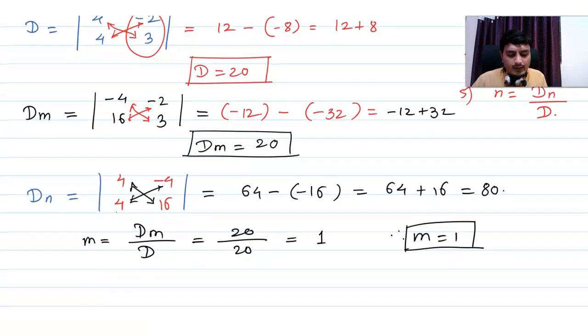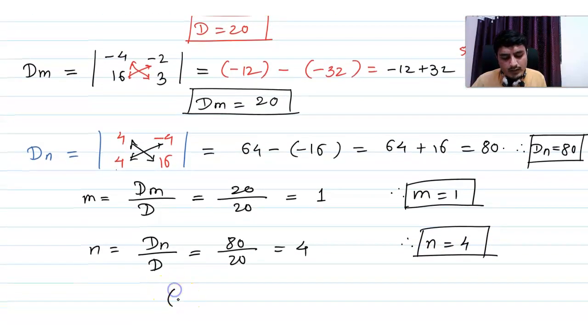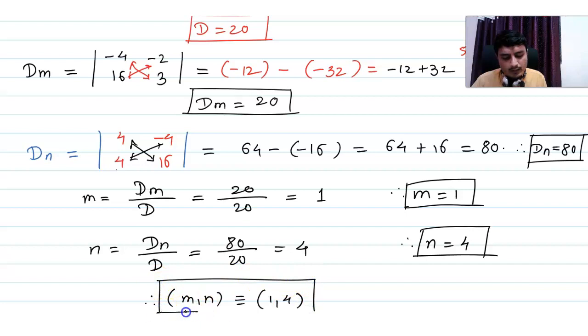Now to evaluate the value of variable n, what shall we have to do? As per Cramer's rule, we have Dn divided by D. Dn value we have 80. I am writing somewhere here, therefore Dn equals 80, and making a box to it. So we are getting 80 divided by 20 as 4. So the value of n we are having is 4. So at last we are writing our final solution of the form, therefore m comma n equals 1 comma 4, because the value of m is 1 and n is 4.